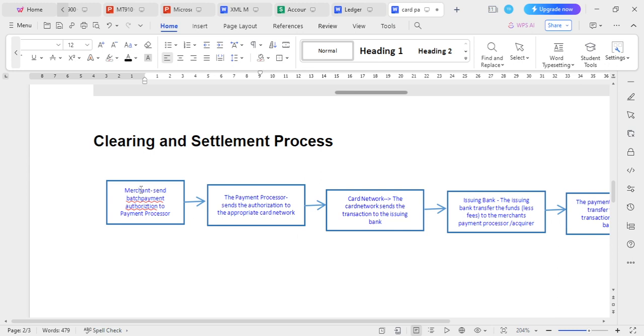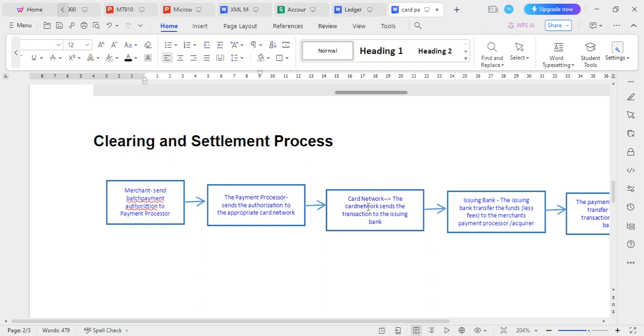See here, the merchant sends the batch payment to the payment processor, because card payment is a batch payment. It's not an online payment. The merchant collects the transactions for that particular day or time period, and all the payment details are converted into a batch and sent to the payment processor. The payment processor routes the payment to the appropriate card network, either the Visa network, Mastercard network or Amex, American Express.